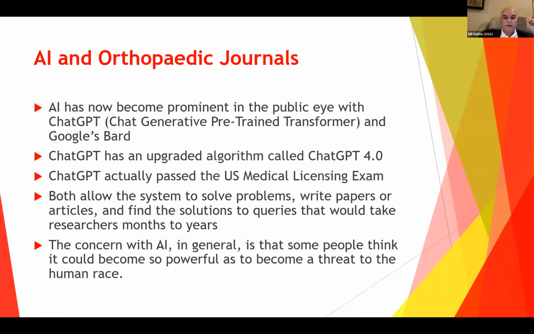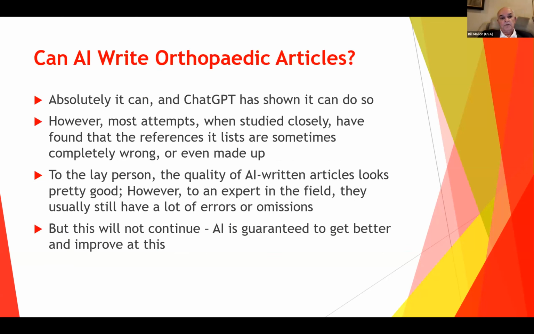ChatGPT is powerful enough to pass the U.S. medical license examination. It actually did that. And it allows the system to solve problems, write papers, articles, and find solutions to answers that would take researchers months to years sometimes. The concern people talk about is, could this become a threat to the human race if it becomes so powerful? And I understand that threat. I think that's more like a Y2K problem that we were all worried about for about 5 years before it. I don't think it will actually become a threat, but some people think it will.